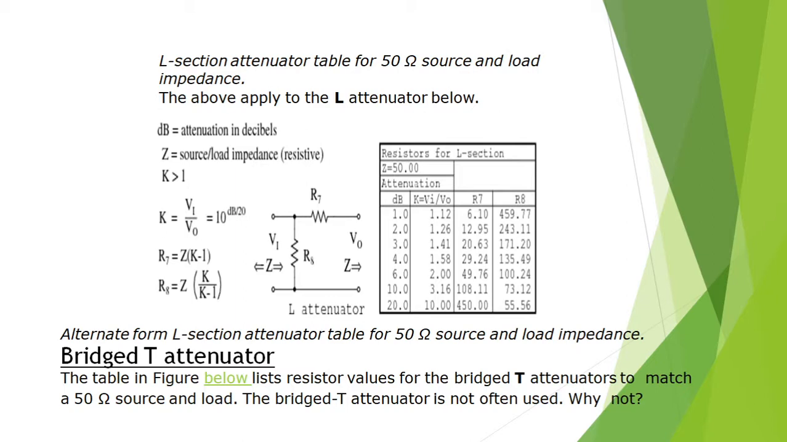Now the bridge T attenuator. What is the bridge T attenuator? It also has a bridge T shape of the active elements, that is the resistors placed in a T network or T shape to match the 50 ohm source and load. So we are matching the 50 ohm source and load and calculating the values of the resistors given in the various configurations. The bridge T attenuator is not often used. Why it is not used, we will see now.